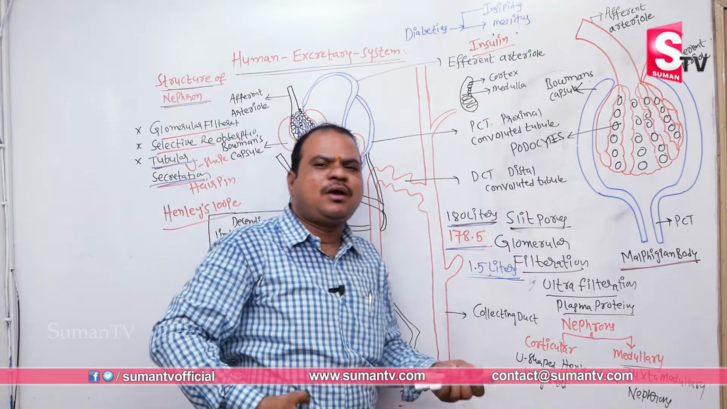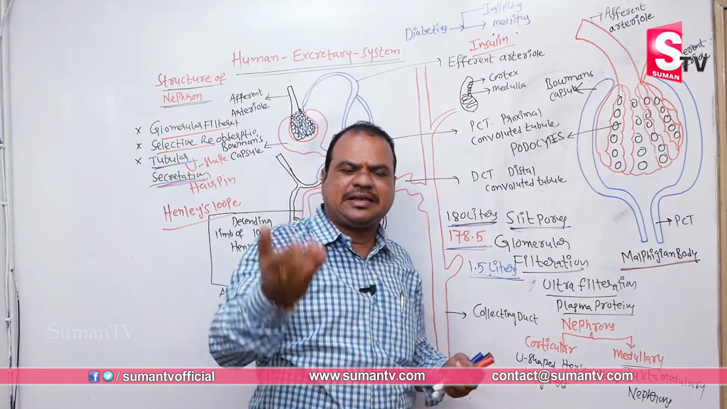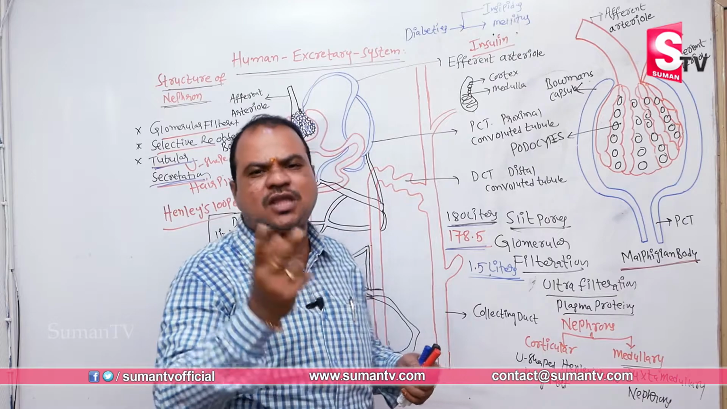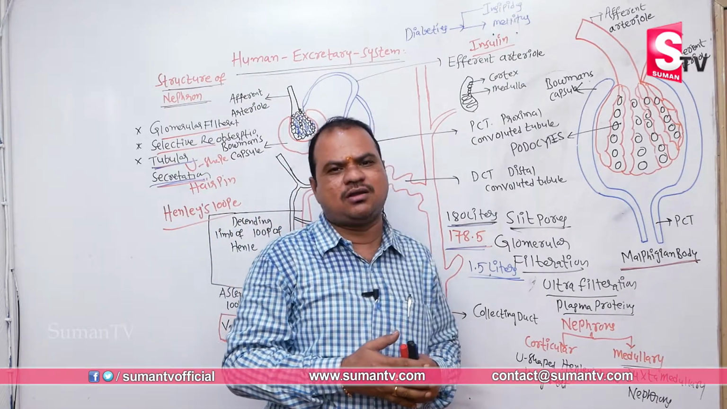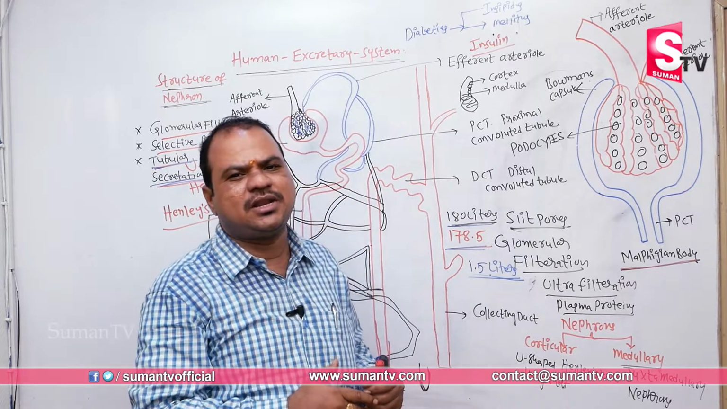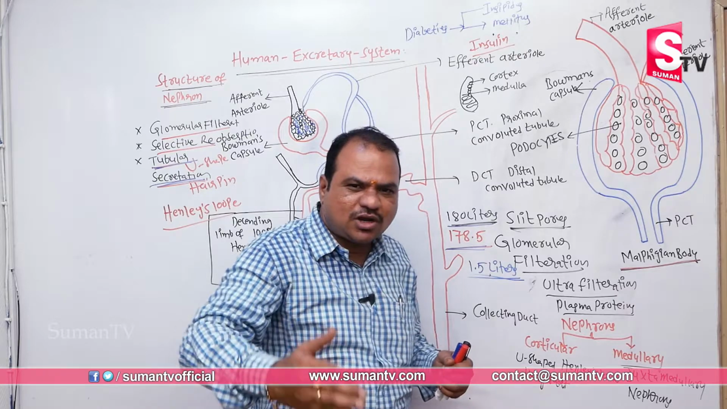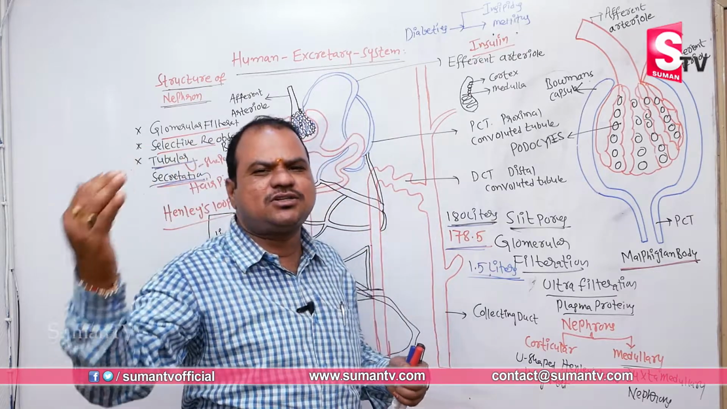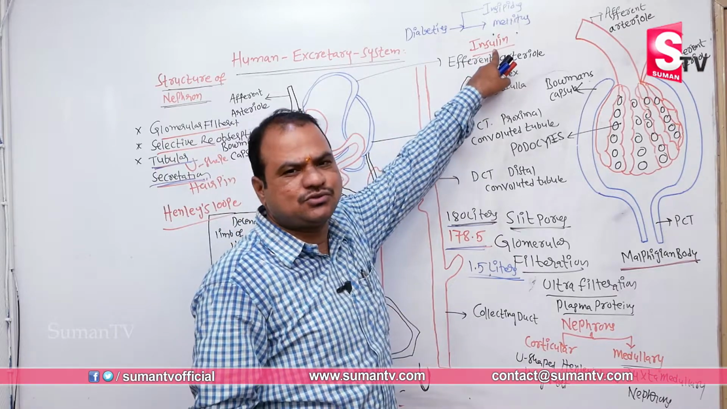For example, in human beings, we have the pancreas, one of the glands. The pancreas secretes two types of hormones: one is insulin, the second is glucagon. But what is the importance of insulin? The excess amount of glucose molecules is converted to glycogen and stored in our body. That is the function of insulin.